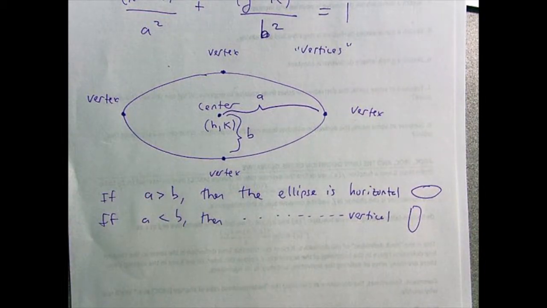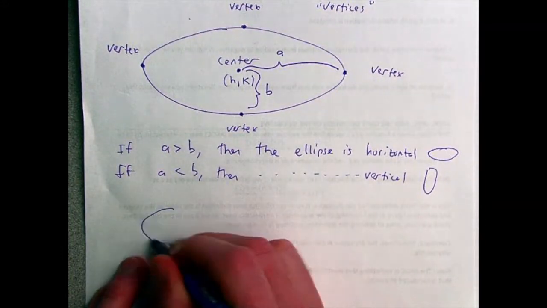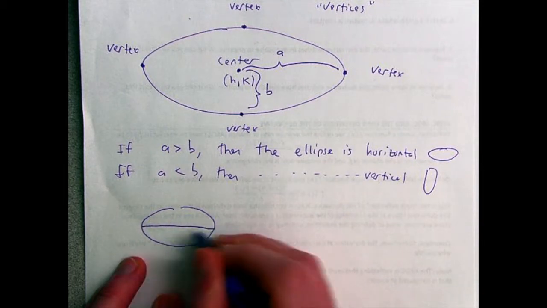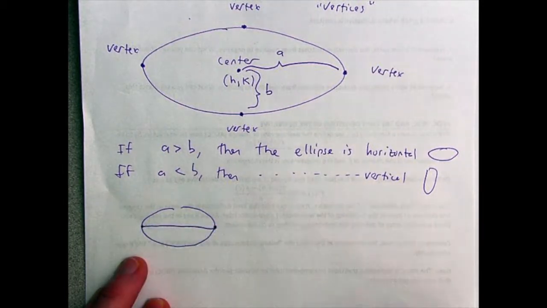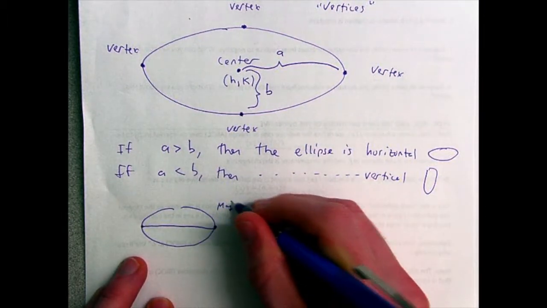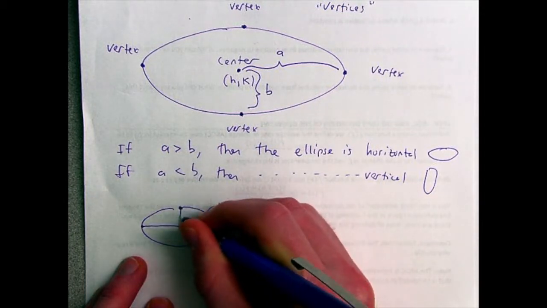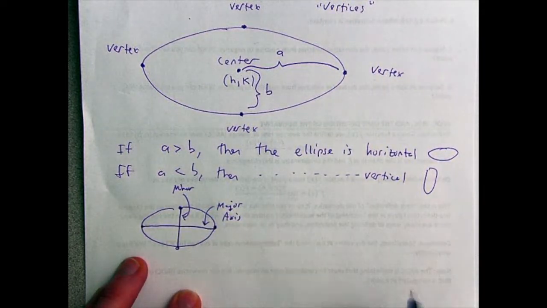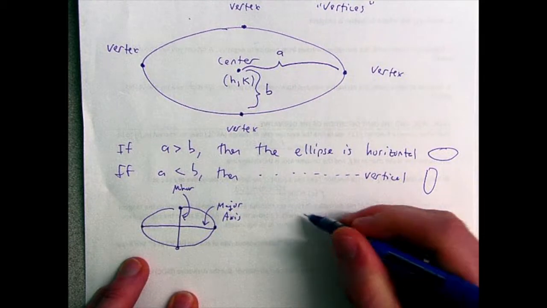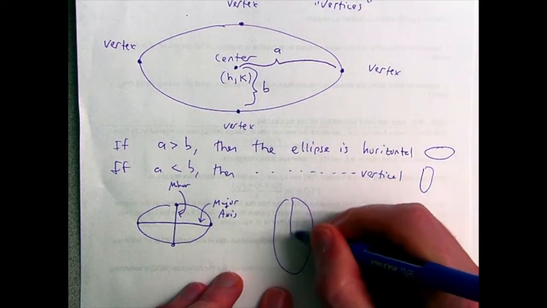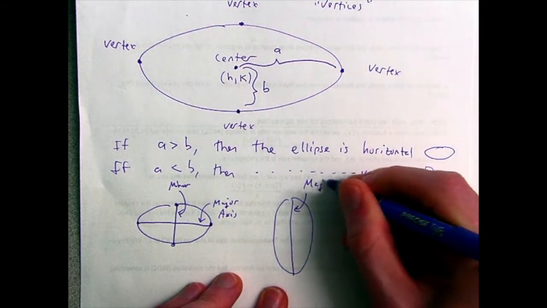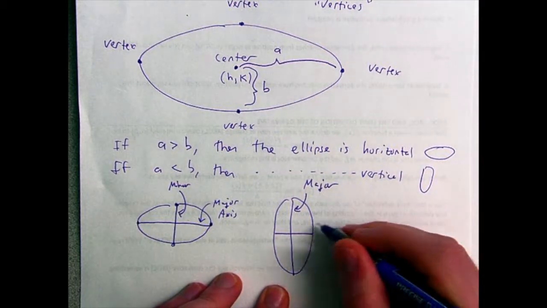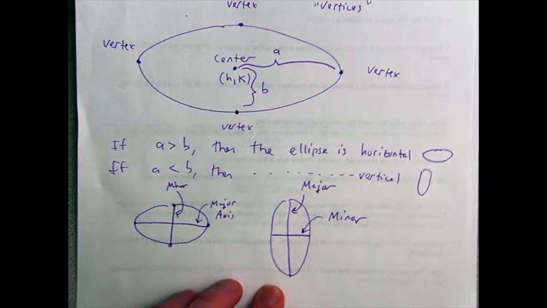A couple more definitions. We have something called the minor and major axis. If you have a horizontal ellipse, then this length right here, this segment from the left vertex to the right vertex, is called the major axis, and this segment right here from the top vertex to the bottom is called the minor axis. Major in this case because it's longer than the minor. On the other hand, if your ellipse is vertical, then this segment is longer, and therefore that is called the major axis, and this segment here is shorter, and that would be called the minor axis. So that's just some vocabulary.